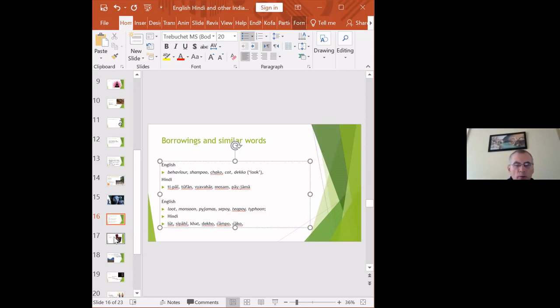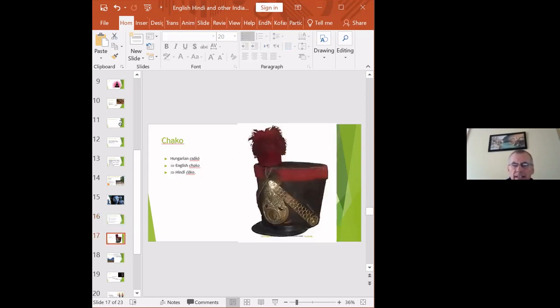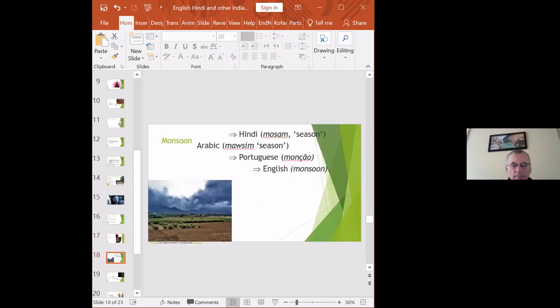The word charcoal is a foreign word in English and is present in Hindi as well. However, this is a loanword of Hungarian origin that eventually reached English and then via English, India. So it is not an Indian word in English, but in fact a Hungarian word in English that went over to Hindi. The case of monsoon is even more interesting.